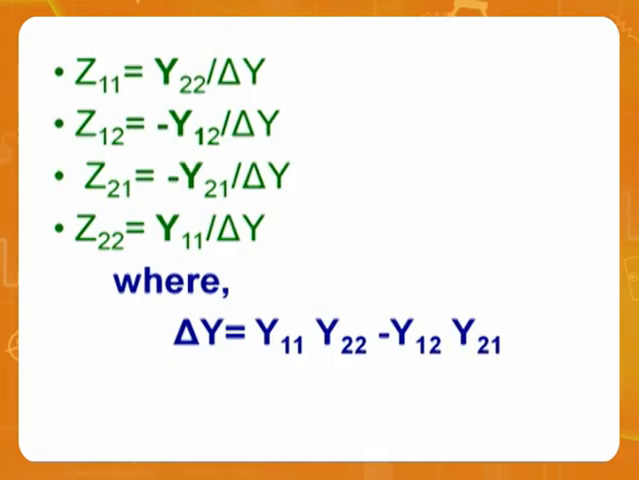Got it? And what do you mean by inverse? You know what it means by inverse. Z11 is Y22 by delta Y. Z12 is minus Y12 by delta Y. Z21 is minus Y21 by delta Y. Z22 is Y11 by delta Y, where delta Y is Y11 Y22 minus Y12 Y21. So this is what we mean by the conversion from one parameter to another parameter.